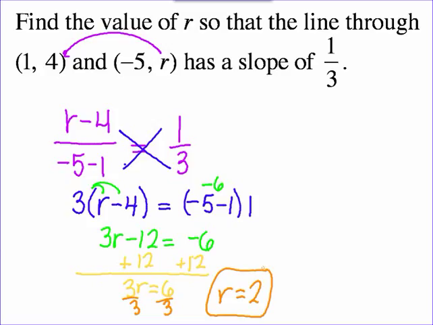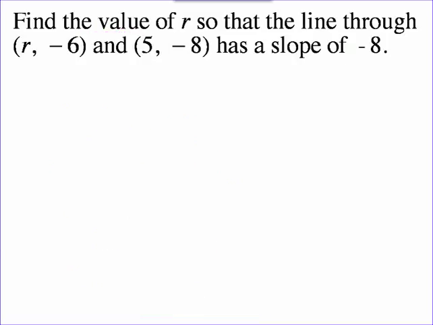Okay, so we're going to look at another one of those because obviously I think that's a little tougher, and we're going to make sure that we've got that down. So let's look at the next one here. This one's a problem. Find the value of r so that the line through (r, -6) and (5, -8) has a slope of -8. So very first thing, I'm going to do negative 8 minus negative 6 over what? 5 minus r, and that's going to equal negative 8 over 1.